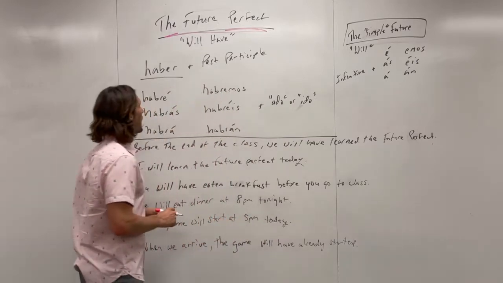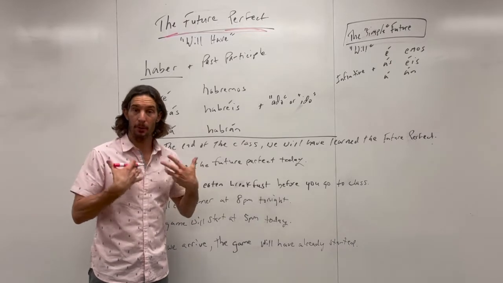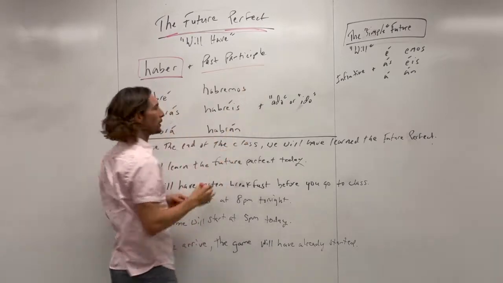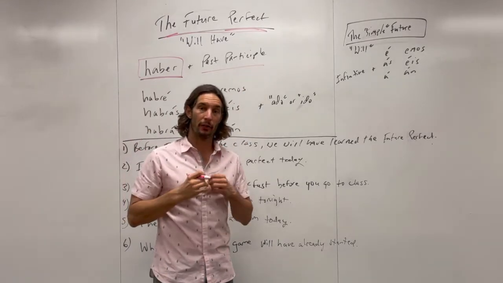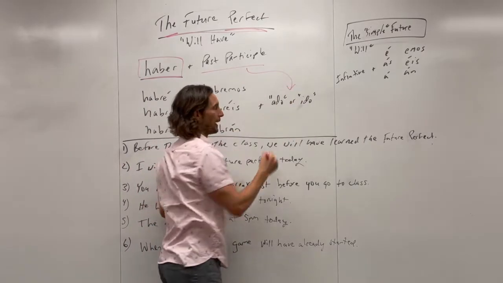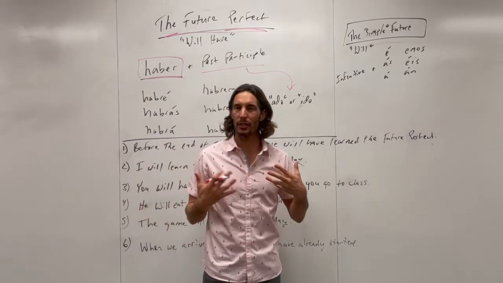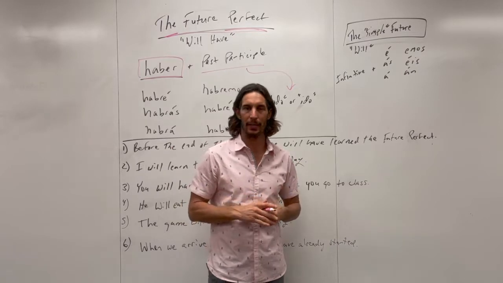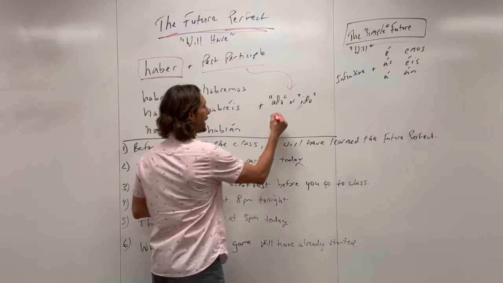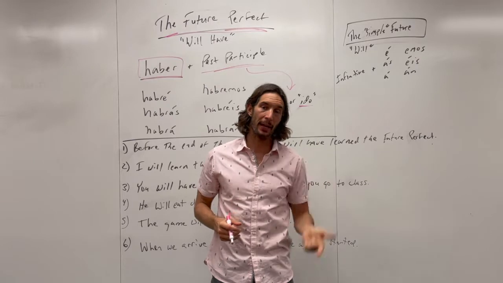And so the future perfect is "will have," because again, it's a perfect tense. Just like all perfect tenses, we're going to use a conjugation of the verb haber with a past participle. I put here, sort of as a nickname, "ado" and "ido," which is representing the perfect tenses, or the past participle, I should say. And so of course, it's haber as the helping verb and the past participle.